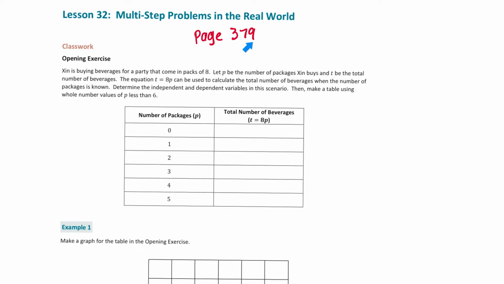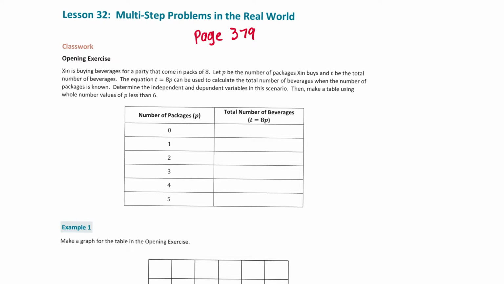Make sure you have page 379, and let's read the problem. Cian is buying beverages for a party that come in packs of 8. Let P be the number of packages Cian buys, and T be the total number of beverages. The equation T equals 8P can be used to calculate the total number of beverages when the number of packages is known. Determine the independent and dependent variables in this scenario.